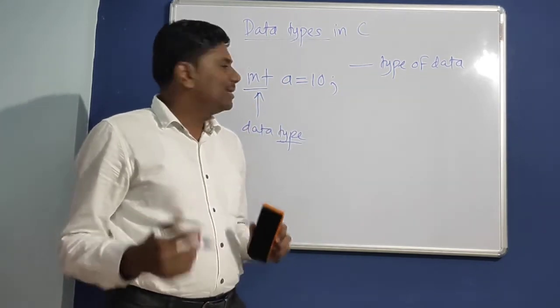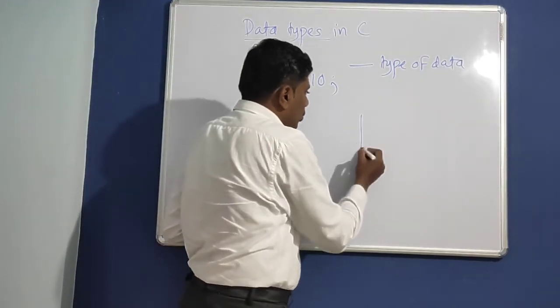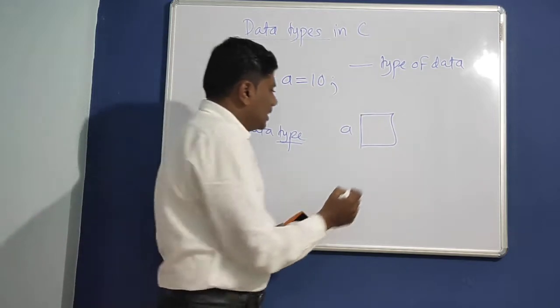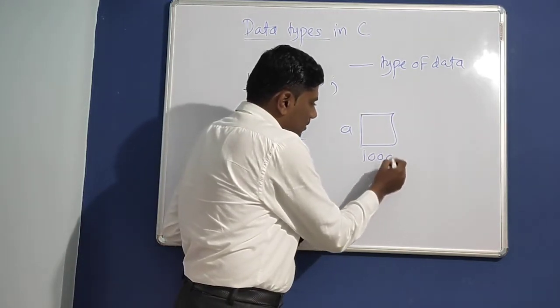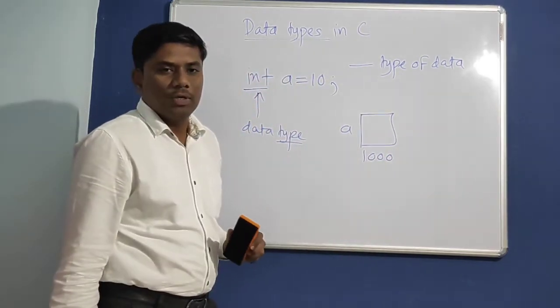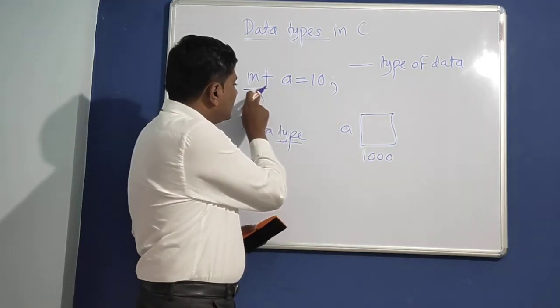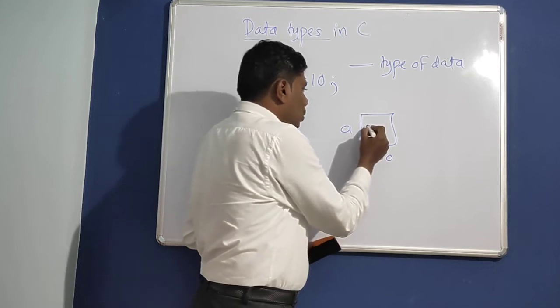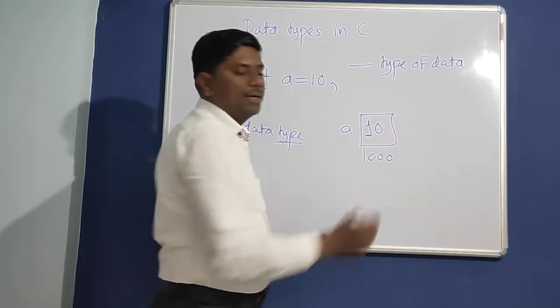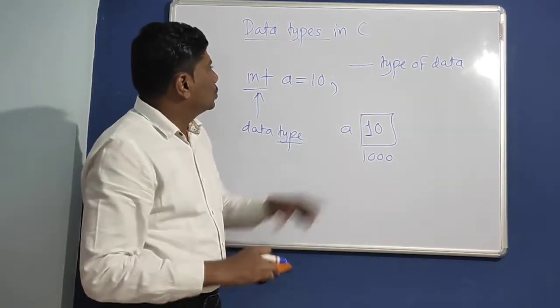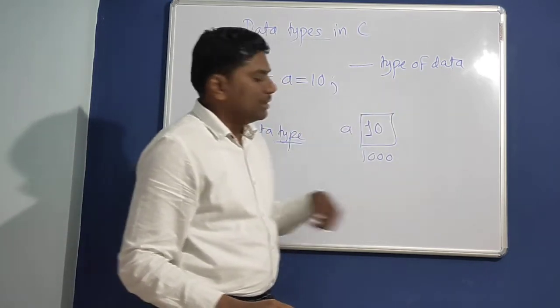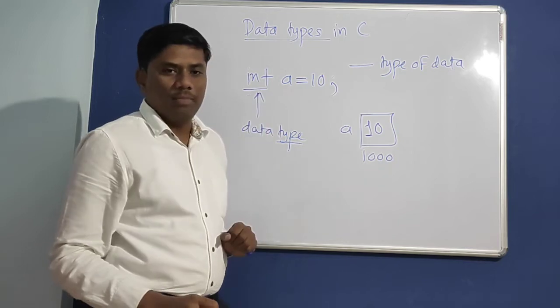We have already discussed what a variable is. A variable is a name of a memory cell. Consider 1000 is the address of this cell. Because of this int data type, variable a will hold only integer type of data in it. So data type specifies what type of data will be stored in this variable.